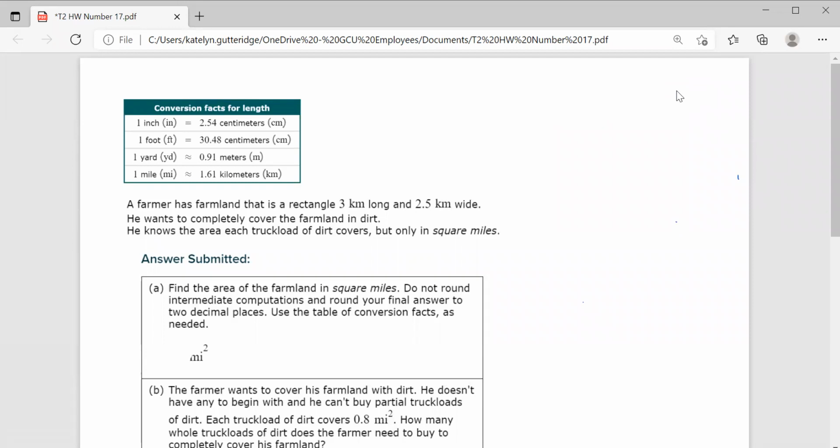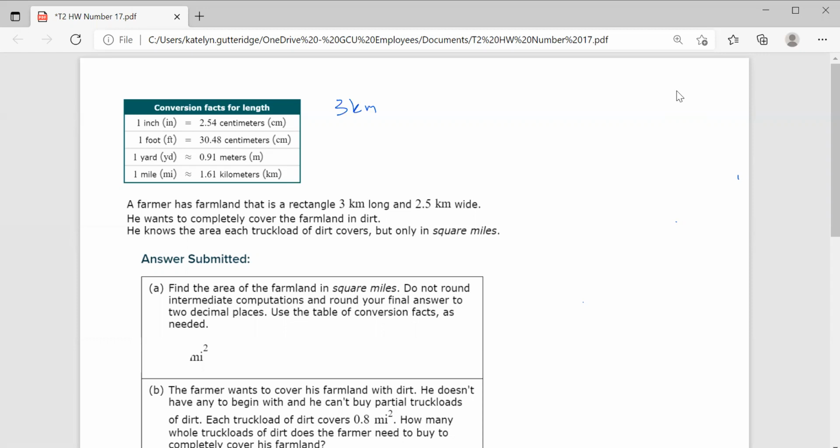You will be given a conversion factor table on your problem when you do this. That will usually be represented over here, and I have mine on the top. To tackle this problem, the first thing we want to do is get our units into the goal units. Right now, we have a rectangle that's 3 kilometers by 2.5 kilometers. We need all of our measurements to be in square miles. So the first thing we're going to do is convert those kilometers to miles, and then we can calculate the area.